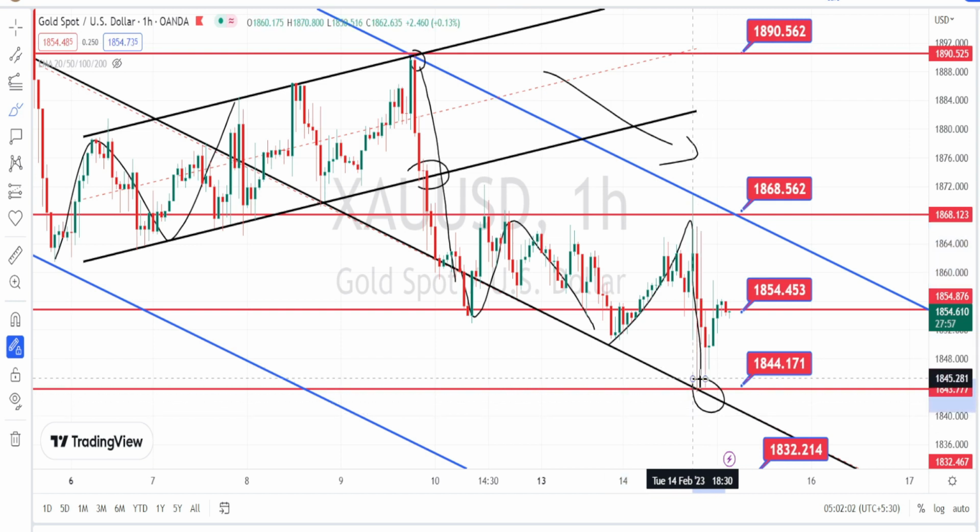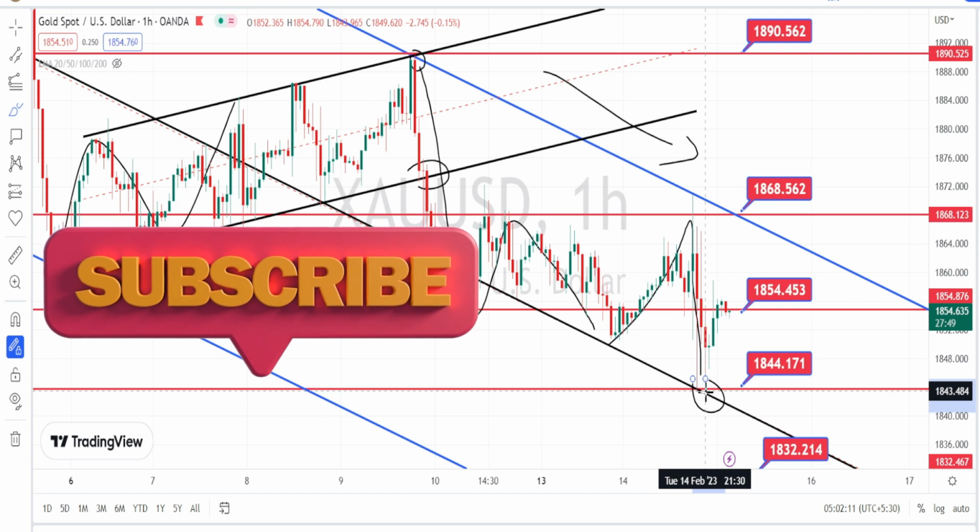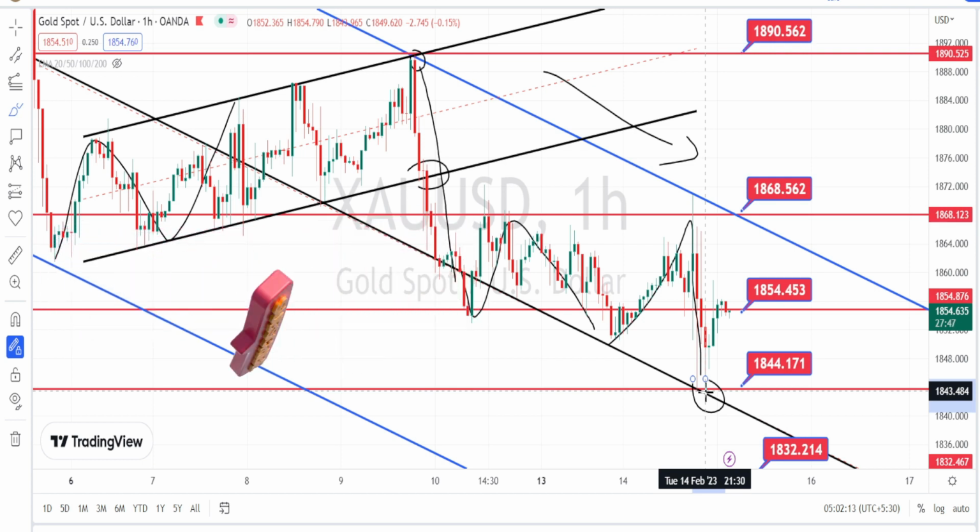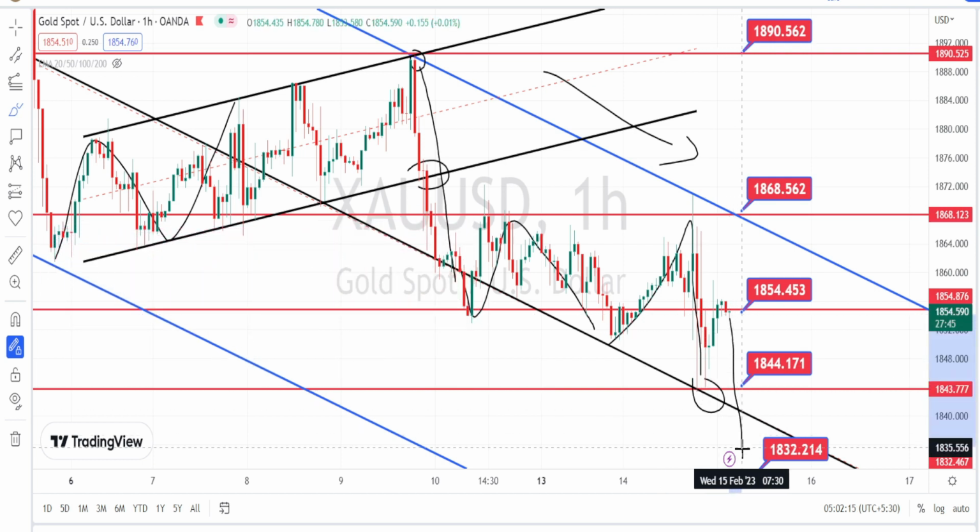Currently this midline of this bearish channel pattern is acting as a support line for the current price action and preventing the price action from falling further on the bearish trend.